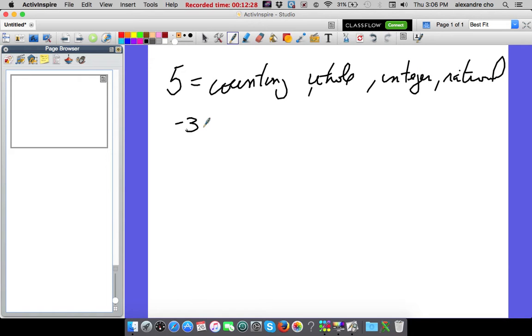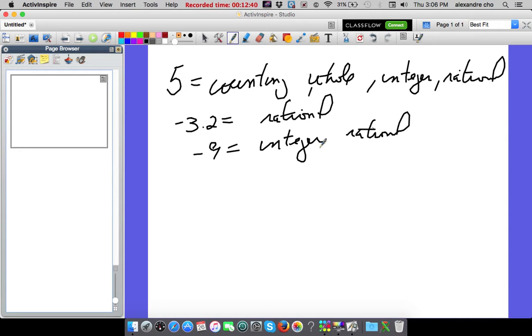What else do we have? Negative 3.2. Negative 3.2 is just rational. It's not counting, it's not whole, and it's not an integer. Negative 9, integer and rational. 5.5, rational.